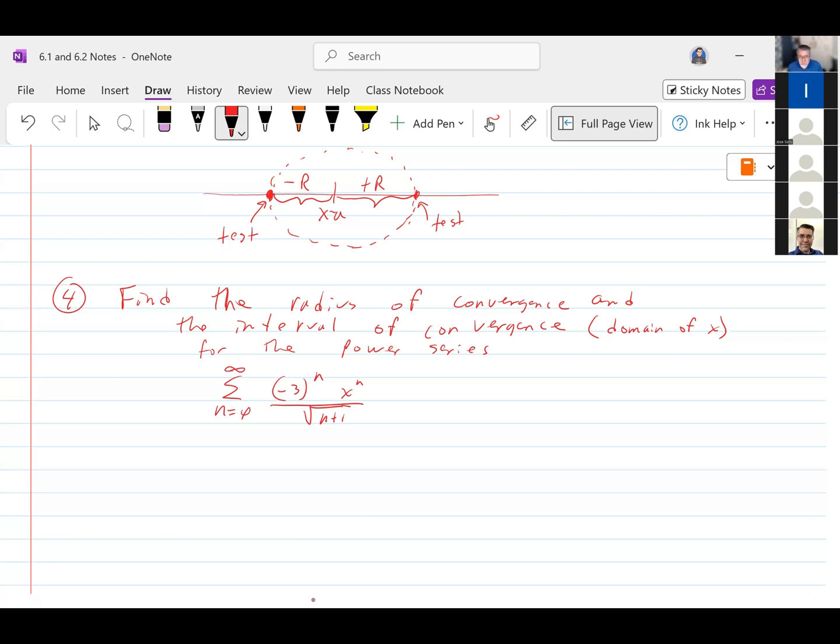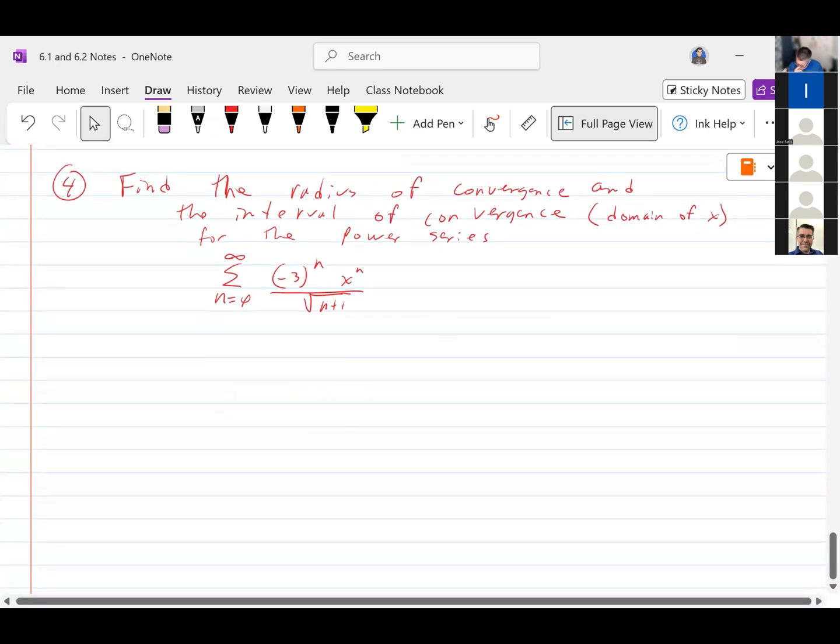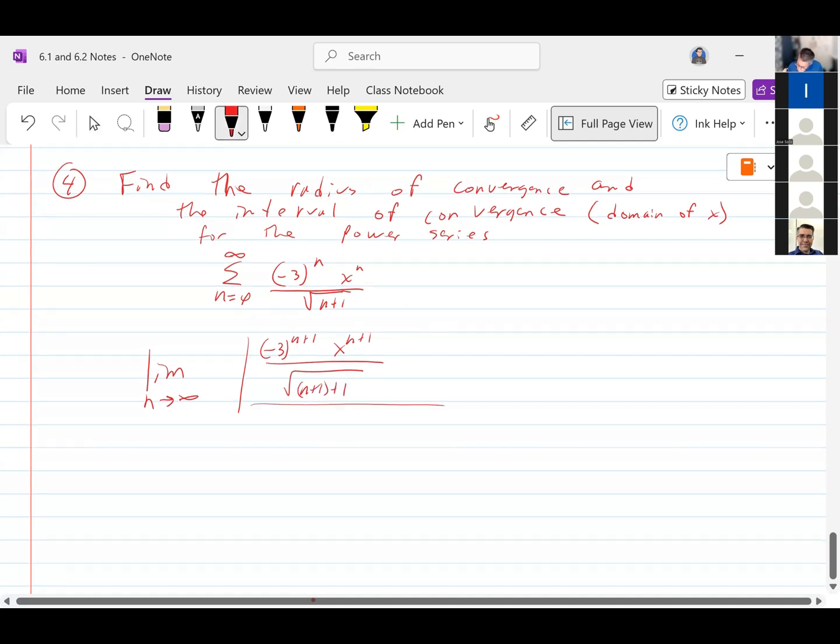To find the interval of convergence, we have to test the endpoints. So let's take the limit as n goes to infinity of (-3) to the n plus 1, x to the n plus 1, all over the square root of n plus 1 plus 1, all over (-3) to the nth, x to the nth, all over the square root of n plus 1. And we want to know when is that less than 1.